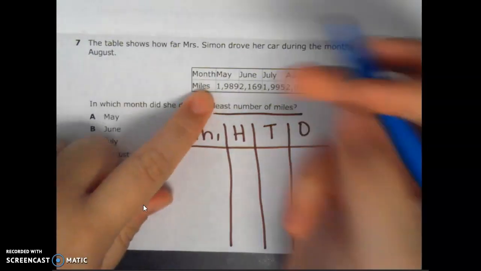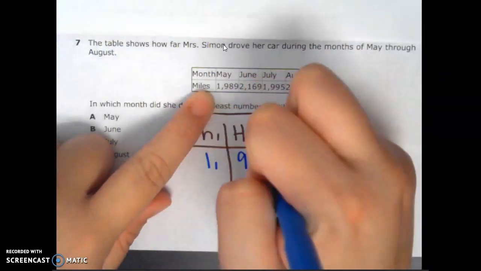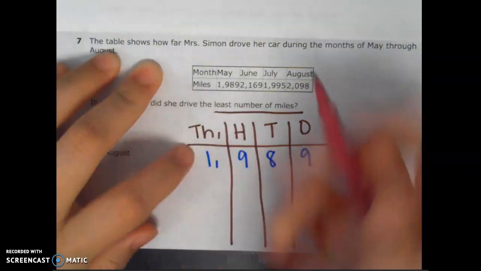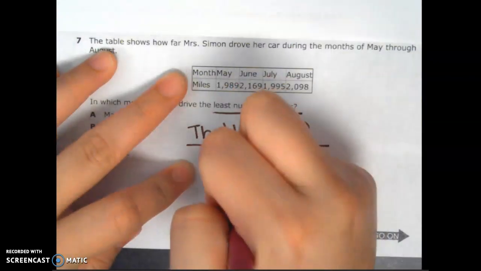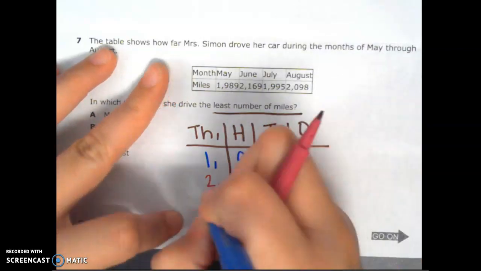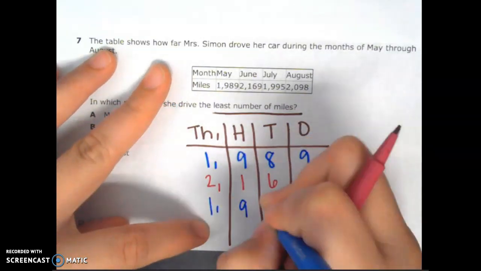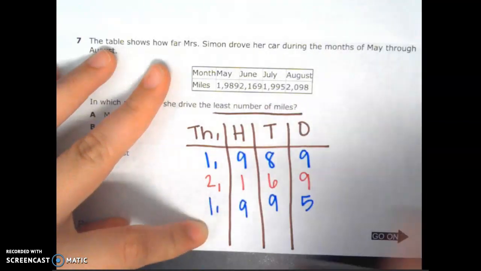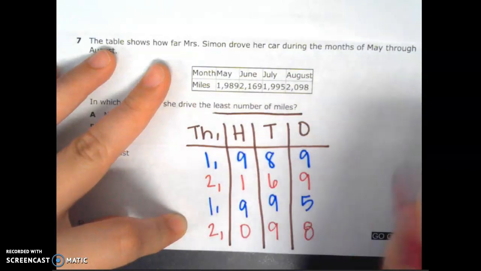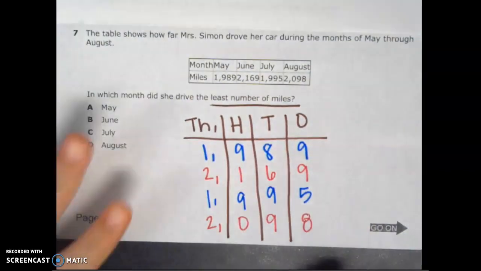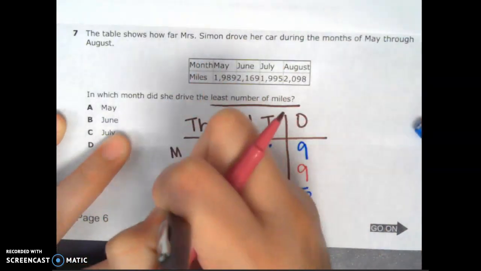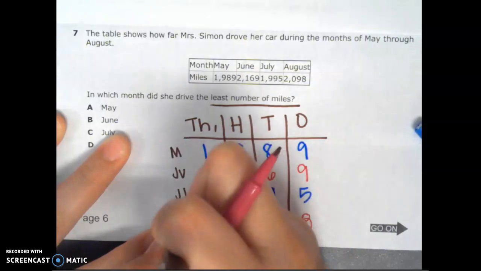So in May, she drove 1,989 miles. In June, she drove 2,169 miles. July, 1,995 miles. And August, 2,098 miles. So this is May, June, July, and August.